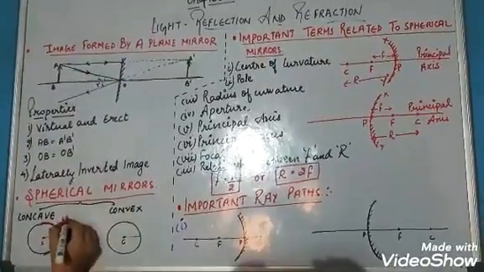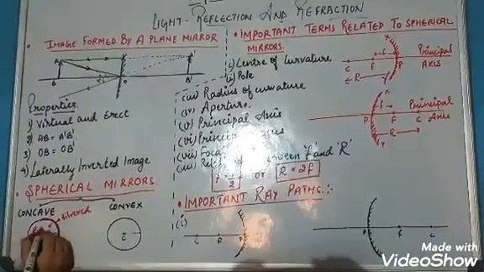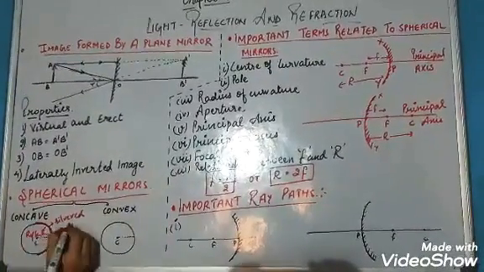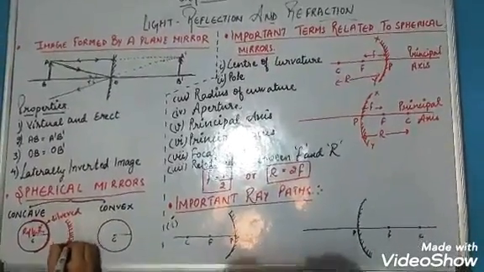This is silvered, and this will be your reflecting side. So what kind of mirror will you get here? That is concave. The cave side is the reflecting one.